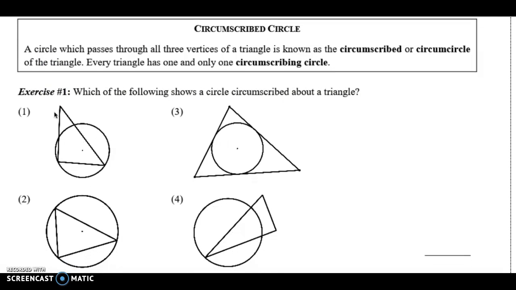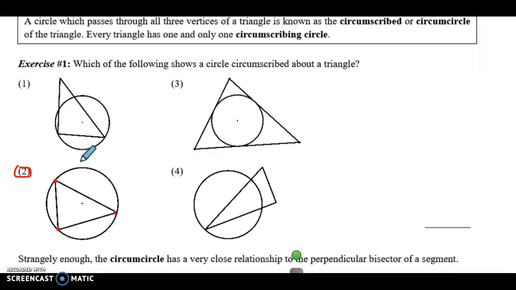Look at exercise 1. Which of the following is a circle circumscribed about a triangle? So if it's circumscribed, it has to pass through all three vertices of the triangle. Okay, and hopefully you guys said choice 2. So this one right here. The circle is touching all three vertices of the triangle. This is a circle that is circumscribed about the triangle. Choice 3, if you thought it might have been choice 3, is a circle that's inscribed. The circle is inside the triangle.